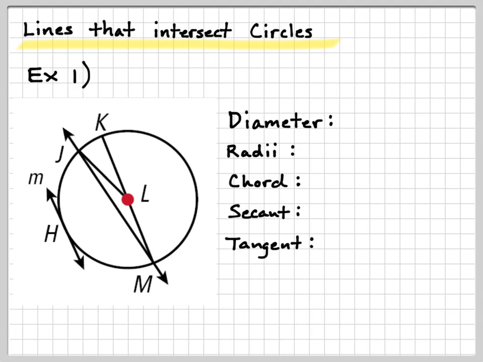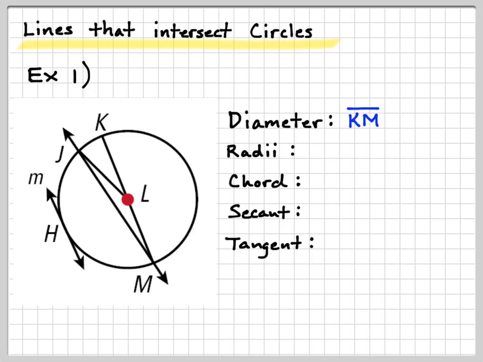All right, I'm going to go ahead and do some examples from lines that intersect circles. So I have a diagram here, and I'm going to ask to find the diameter, the radius or radii if there's more than one, a chord, a secant, and a tangent. So I'm going to go ahead and highlight the diameter here. And diameter is a segment, so I would call that segment KM or segment MK. Direction doesn't matter.